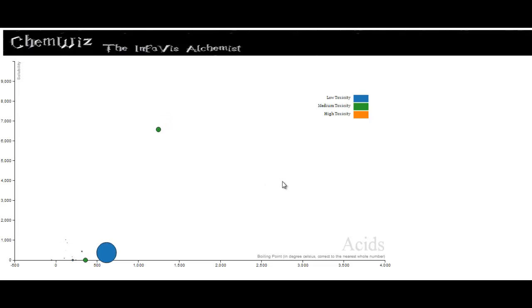CineChem leverages the storytelling technique to narrate the behavior of groups of chemical compounds with respect to 4 variables, namely the boiling point on the x-axis, solubility on the y-axis, melting point in the radius of the bubble, and toxicity by color. Since there is a correlation between solubility and boiling point for compounds, we have used those on the axes.